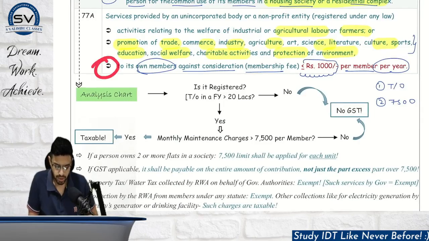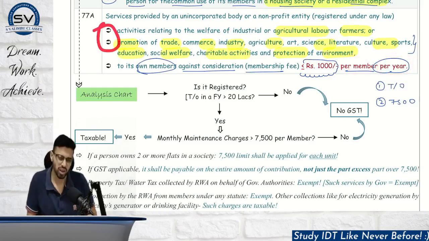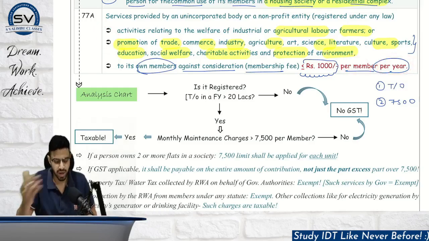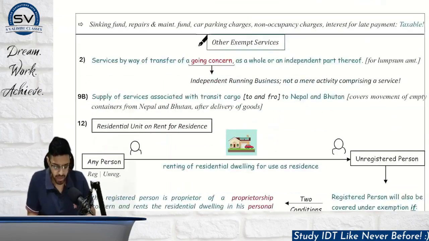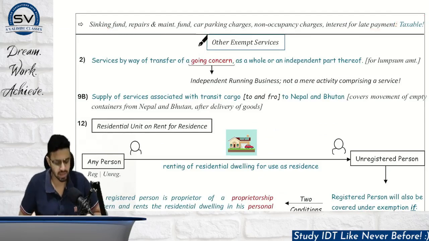So this is basically the third case where some services are given to its members. Condition is that the membership fee should not cross 1,000. So up to 1,000 per member per year. That is the limit you need to learn. These are okay. These you can adequately just read and things will click in the exam. Sinking fund, repair maintenance fund, car parking charges, non-occupancy charges, interest for late payment. Obviously, everything is taxable when a society is charging.